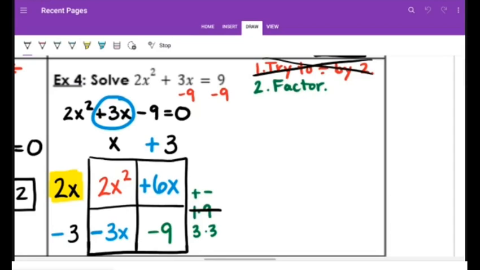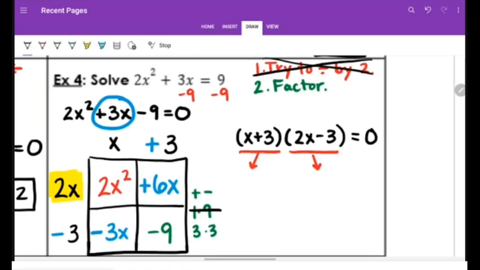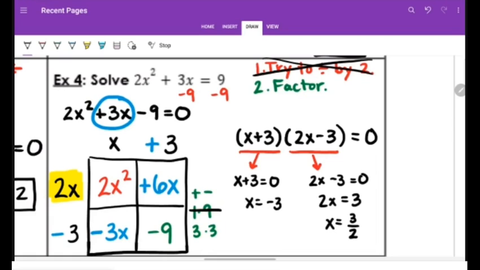So now we want to write this in factored form. x plus 3 times 2x minus 3, and that equals 0. And we can now take our two factors and split them up into separate equations to find our roots. x plus 3 equals 0. 2x minus 3 equals 0. We solve each of these, and we end up with x equals negative 3 and x equals 3/2. So those are our two answers, our two roots.